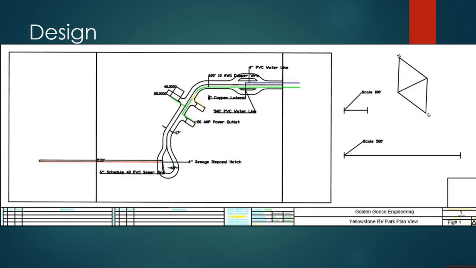So here's the plan view of our final design. In designing our park, we first took a site visit and met with our sponsor Jeff, where he wanted the entrance to be in the northwestern corner of the lot. For our final plan, we have a sewage and water hookup with power on each pad.